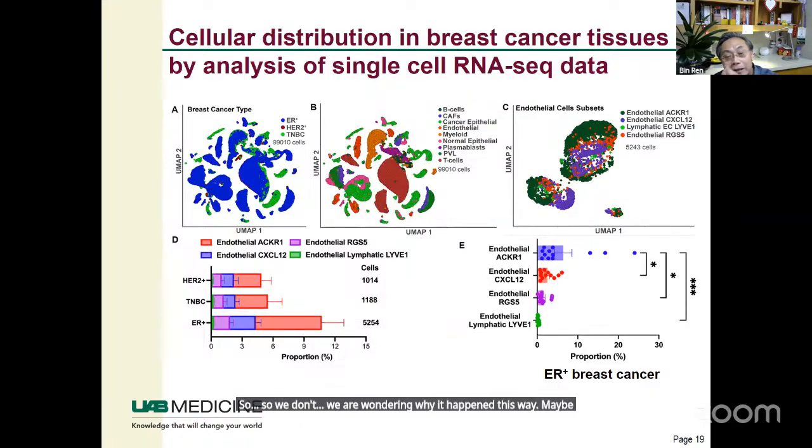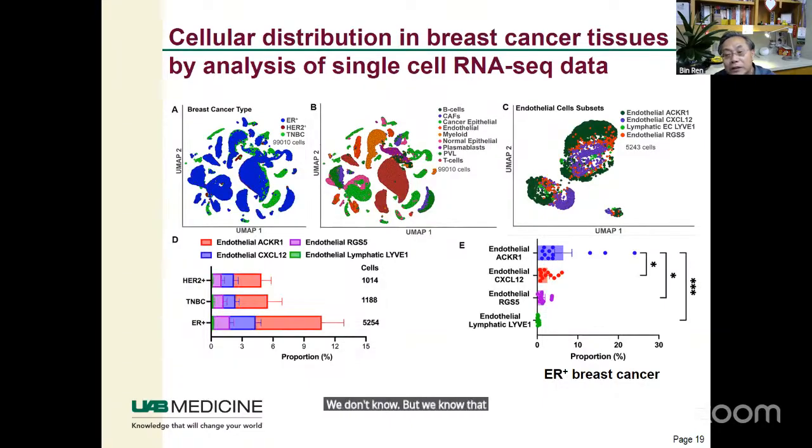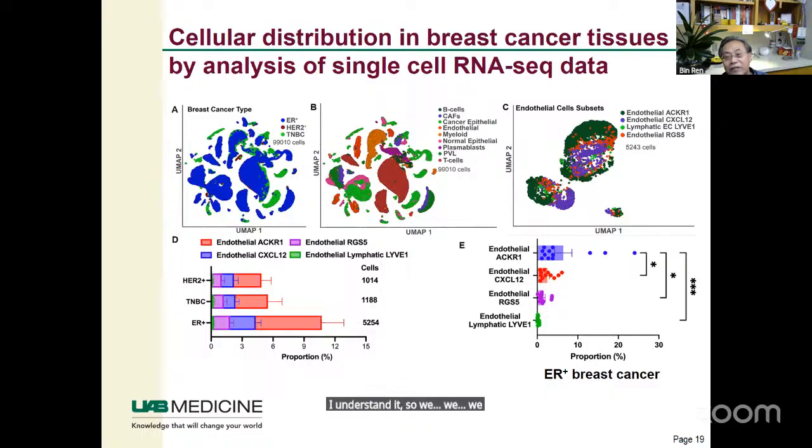Maybe other endothelial cells, they might be tip cells, they might be venous endothelial cells. We don't know, but we know that the endothelials are heterogeneous. Maybe it depends on what markers we select, especially in the normal endothelials in the past. Endothelials we just classified as venous endothelial cells, arterial endothelial cells, and capillary endothelial cells. But now we have many markers.